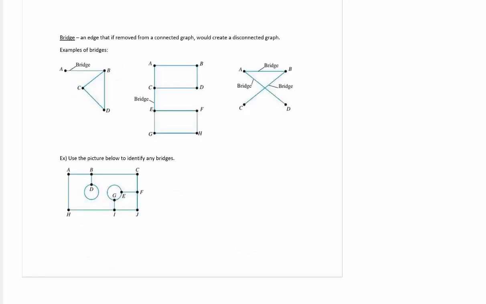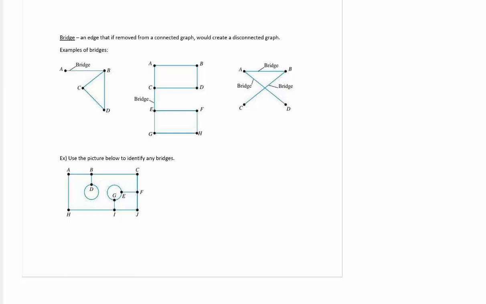So the last thing we want to talk about is a bridge, and this is an edge that, if removed from a connected graph, would create a disconnected graph. So the three pictures below show examples of bridges. For instance, for the left, if that bridge is removed, there's no way that A would be able to reach B, C, or D. If I got rid of the bridge in the middle picture, there's no way that A can connect to E, F, G, or H. And there would be other vertices that wouldn't be connected also.